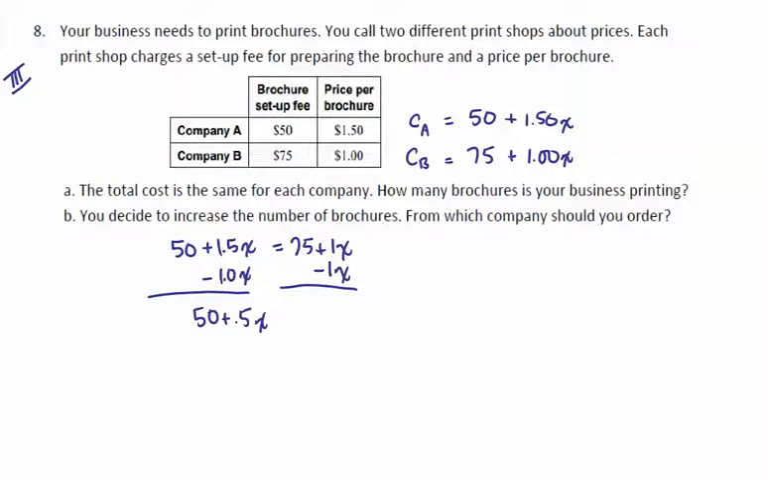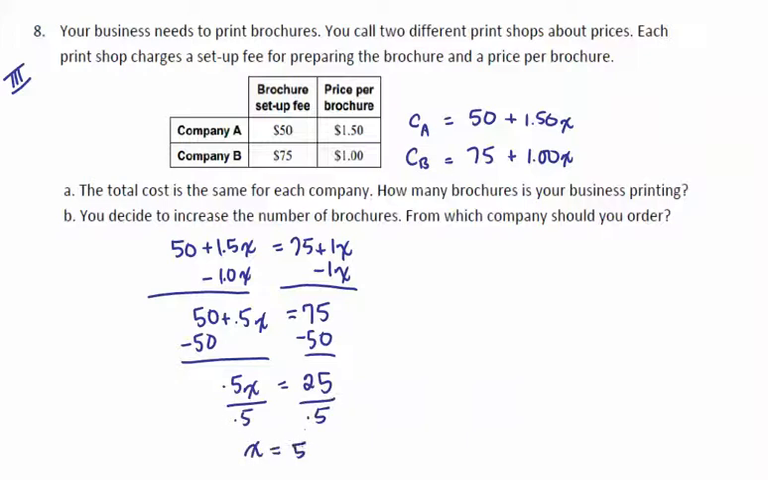50 plus 0.5x on the left side is equal to 75. Subtracting 50 from both sides, we end up with 0.5x is equal to 25. Then dividing both sides by 0.5, we would get x is equal to 50, and the unit here is brochures.